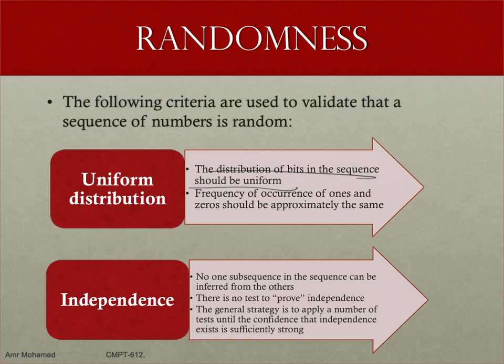So independence means that the different parts of the key are statistically independent. So knowing any part of the key will not allow you by any chance to predict any other parts of the key. Okay? So the general strategy is to apply a number of tests until confidence that independence exists is sufficiently strong, which means that you will generate multiple key sequences, and then you try to see or measure the correlation between the different parts.